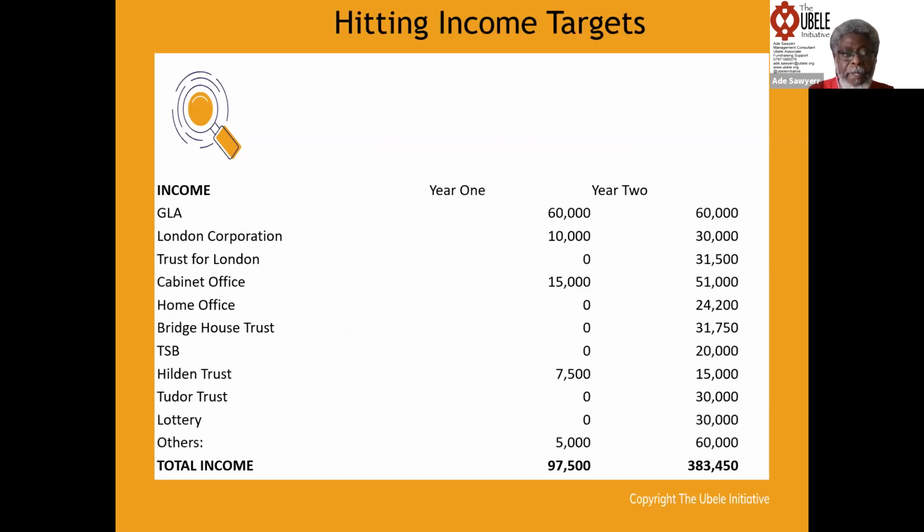Okay. So let's look at an example. What I'm saying is that let's look at an organization that operates within a 2-year period. It shows the funds that come in year 1 and the funds that it is expecting in year 2.